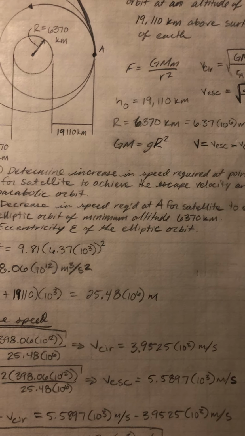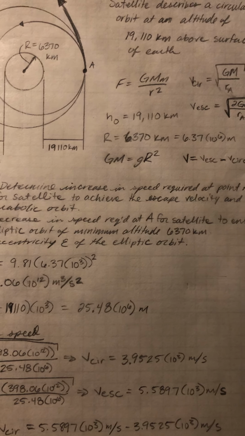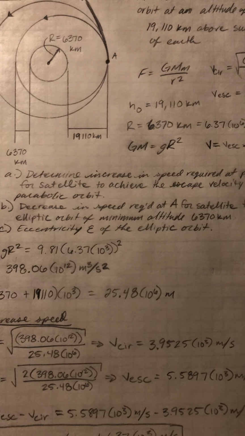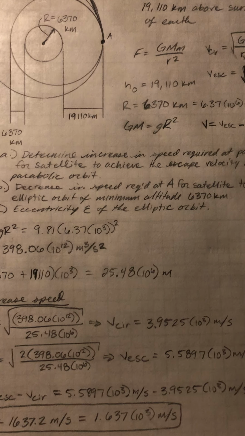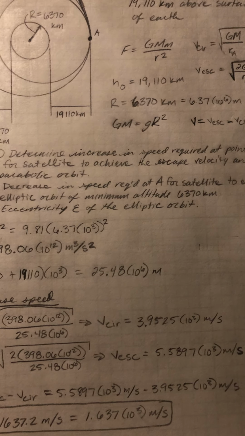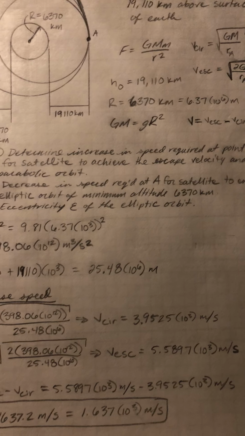Part B has to find the decrease in speed required at A to enter an elliptic orbit at a minimum altitude of 6,370 kilometers. In part C, we're asked to find the eccentricity of the elliptic orbit.